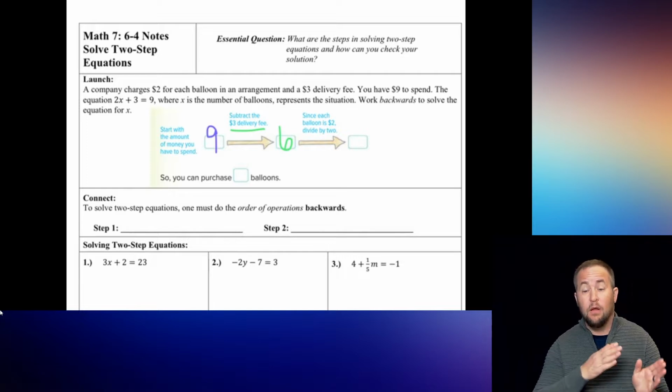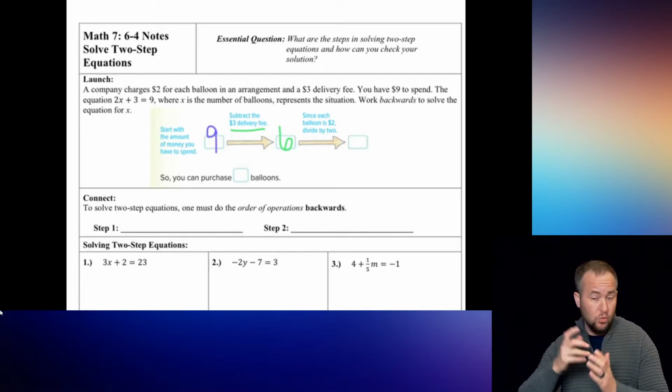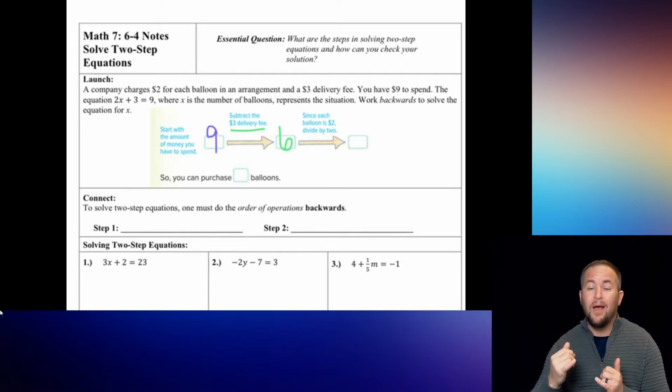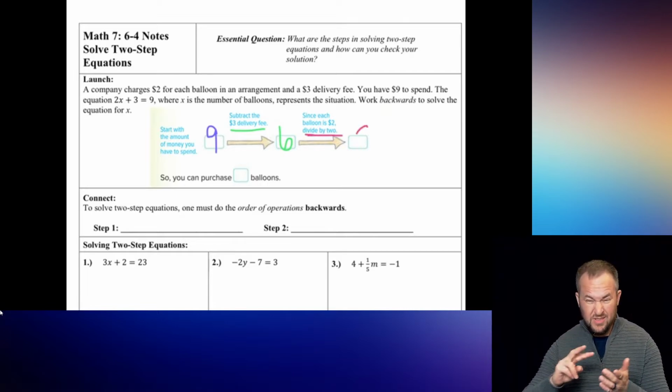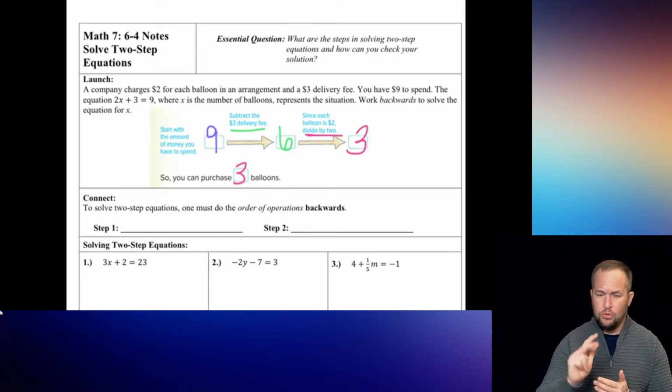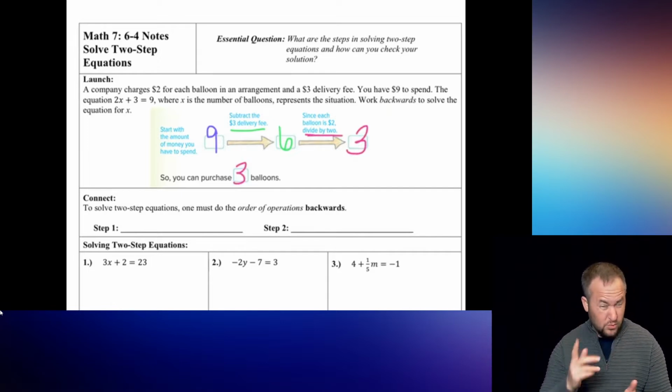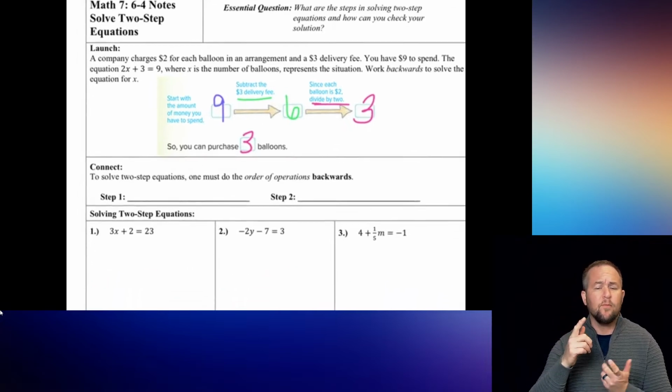And then since each balloon is $2, I'm going to divide by 2 in order to figure out how many balloons I need. So $6 divided by 2, I end up with a total of 3 balloons, meaning that down below I can purchase 3 balloons. So notice that we worked backwards in this case in order to solve for x. So we're going to use the same idea when we're actually solving two-step equations.